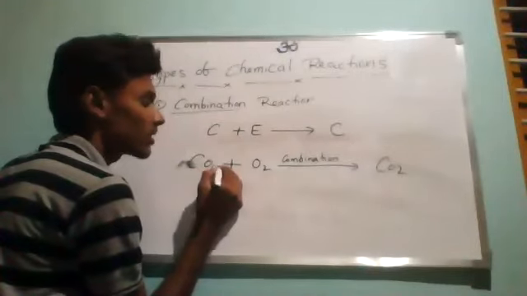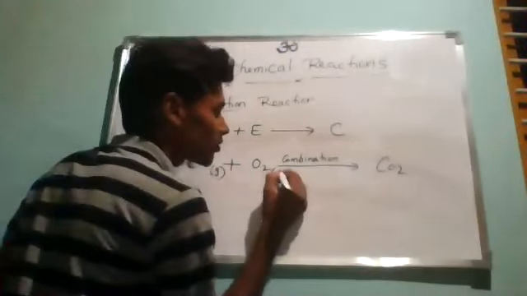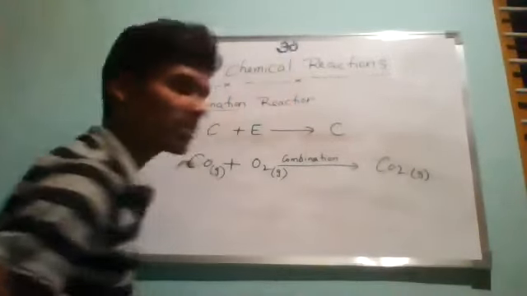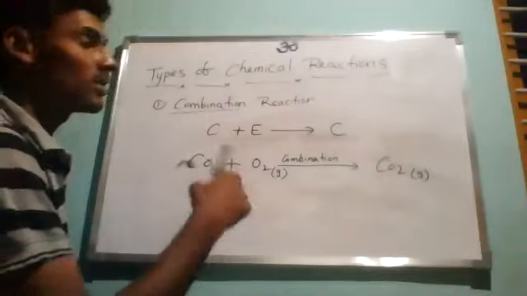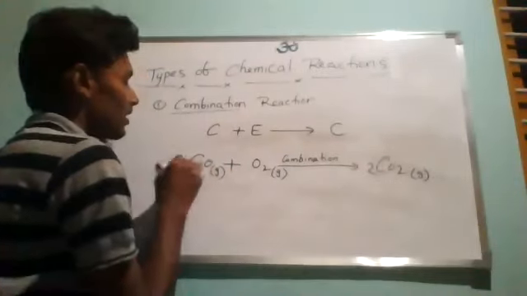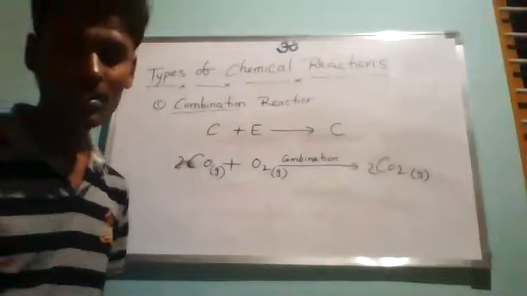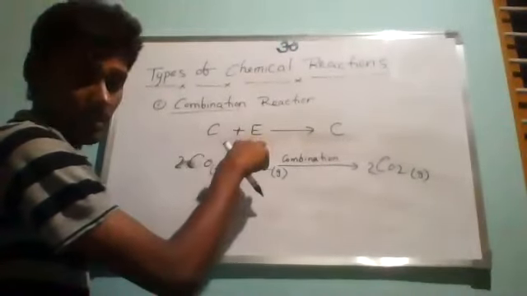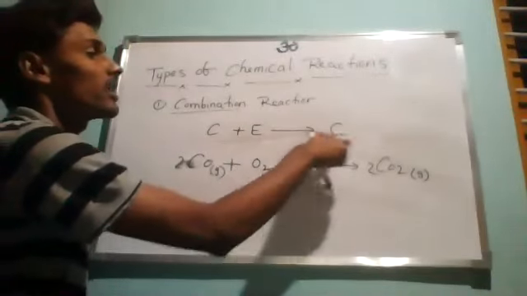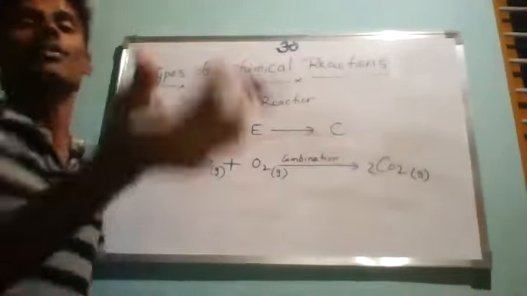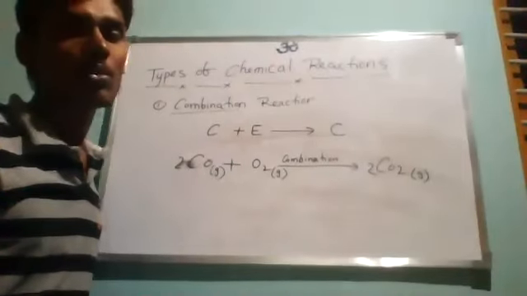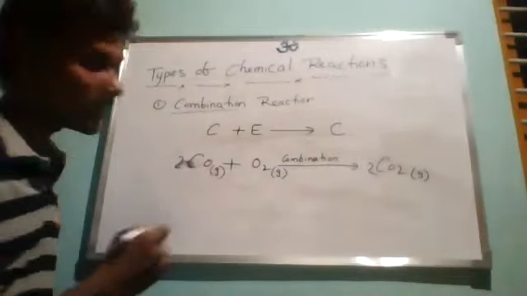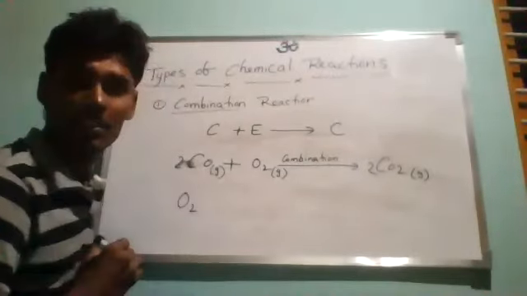Carbon monoxide will be present in gaseous state. Oxygen is also present in which state? Gaseous state. And carbon dioxide is also in gaseous state. Now we need to balance it. I think now it is balanced. So this is the example for compound plus element reacting together to form a single product. We can also call it a compound only.